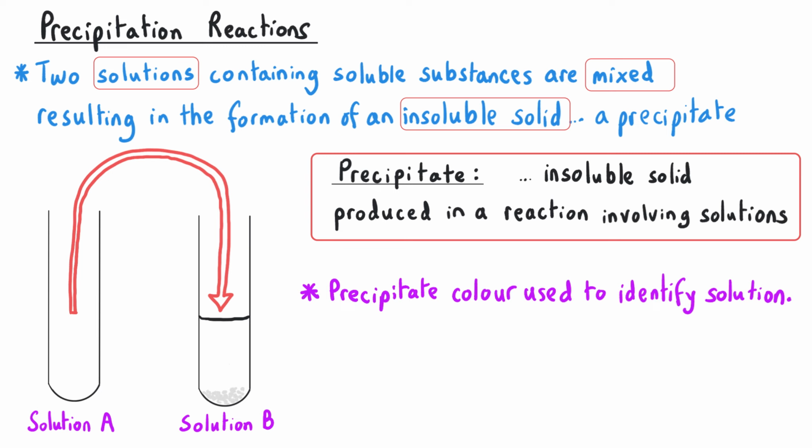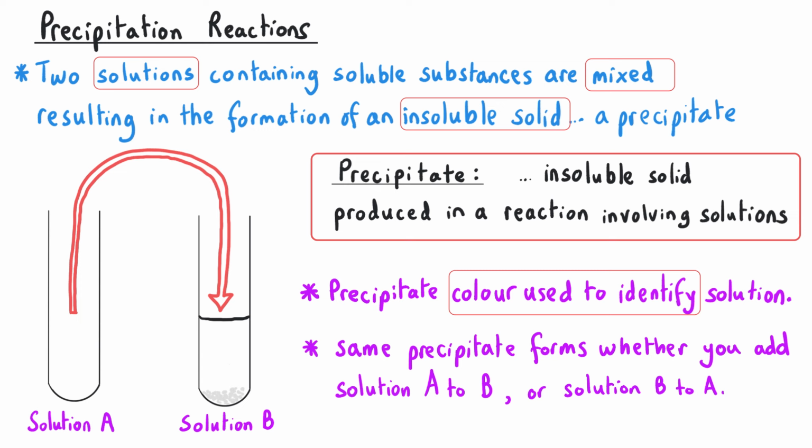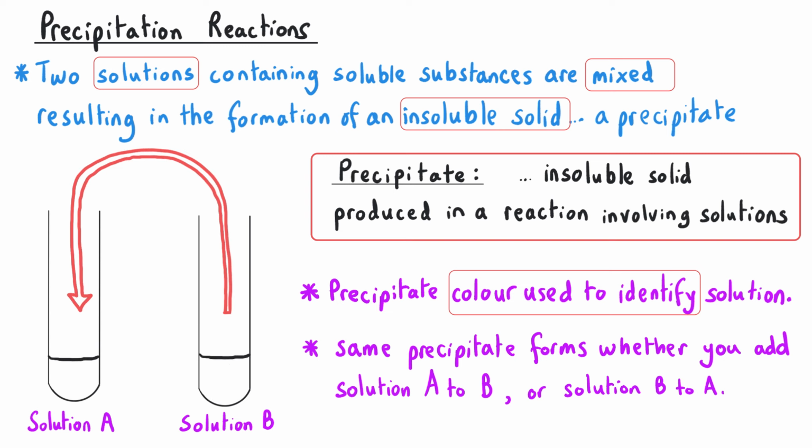The colour of the precipitate that forms in the reaction is often distinctive and can often be used to identify the presence of one or more ions in one of the solutions. And I should say that it doesn't really matter which chemical you pour into the other, because for instance, if mixing tube A into tube B produces a white precipitate, pouring the contents of tube B into tube A will also produce that same white precipitate, because we're still ending up with the same ions mixed together in the same tube. It just might be the tube on the left or the tube on the right.